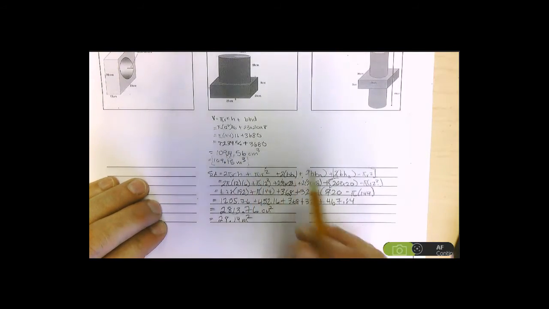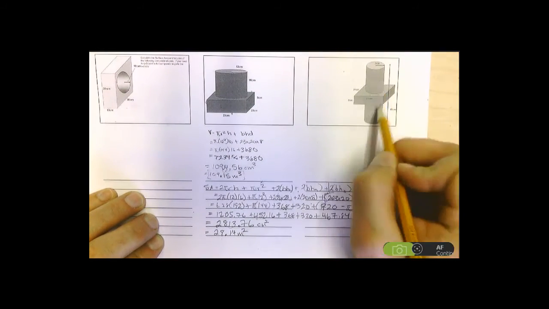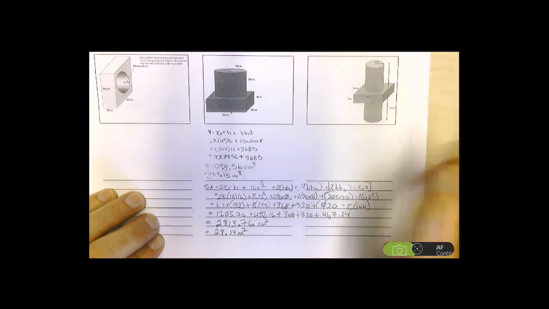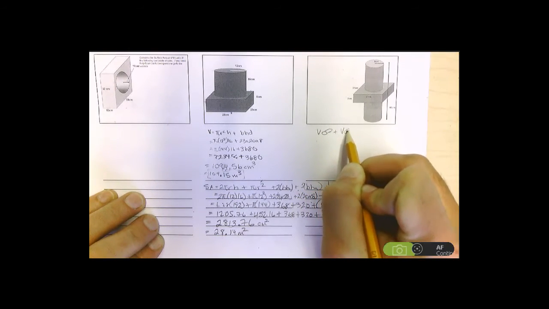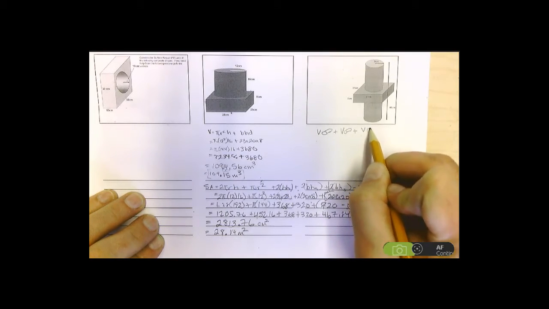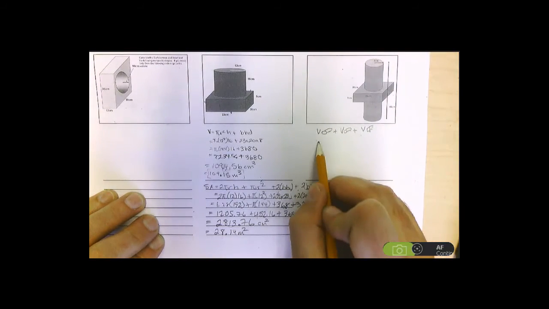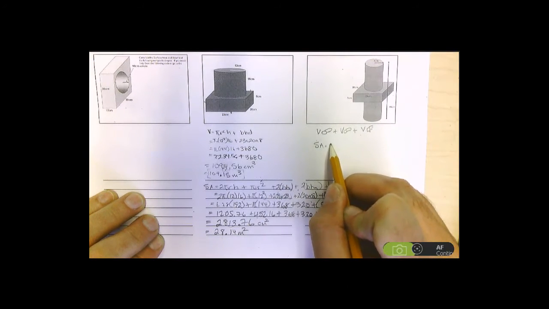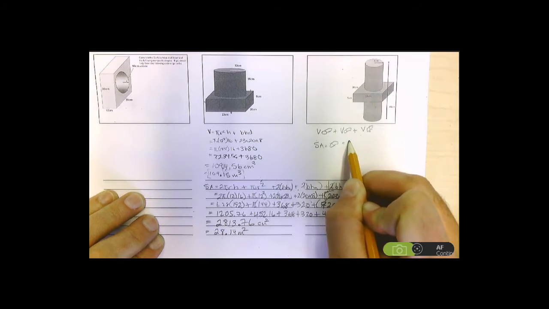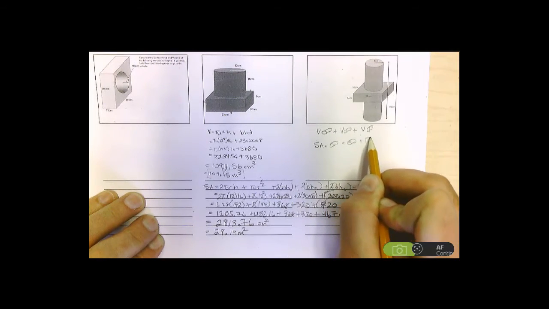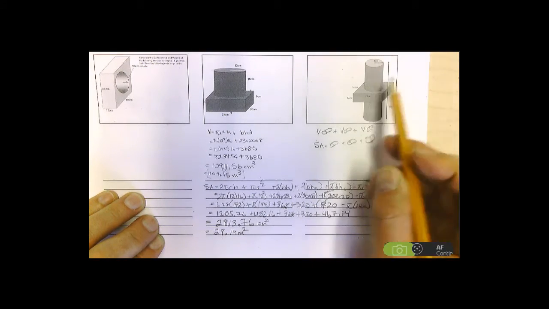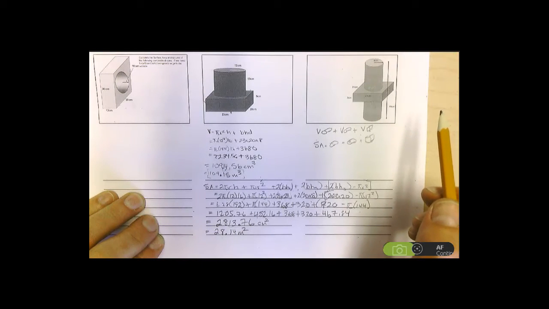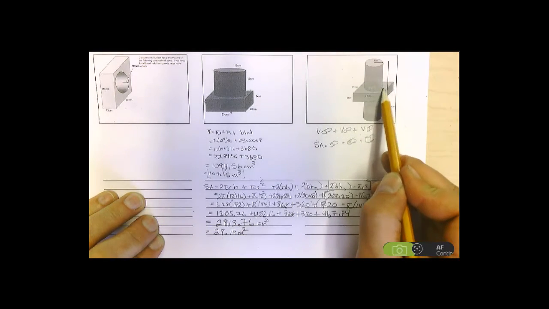It's a lot of calculating, a lot of formulas. If you look at this one, it's a cylinder on top and a cylinder on the bottom, so you end up with the volume of a cylinder plus the volume of a cylinder plus the volume of a rectangular prism altogether. Surface area is going to be the SA of a cylinder plus a cylinder plus a rectangular prism. Same thing, but you have to subtract the face of this and the face of this from the top and the bottom. That's the tricky part.